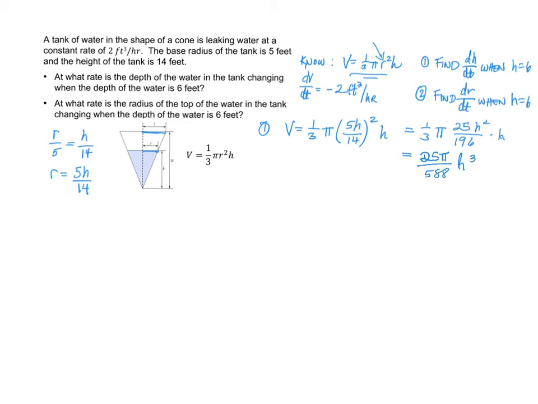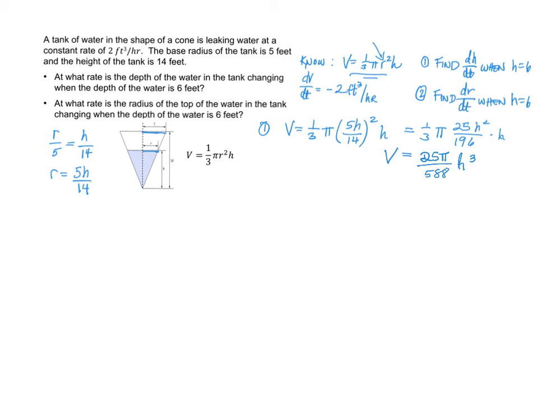We have h squared times h, which is h cubed. So that's my volume formula. And now, if I can find the derivative, I can take the derivative of both sides with respect to t, then that will allow me to solve for dh over dt when h is 6.